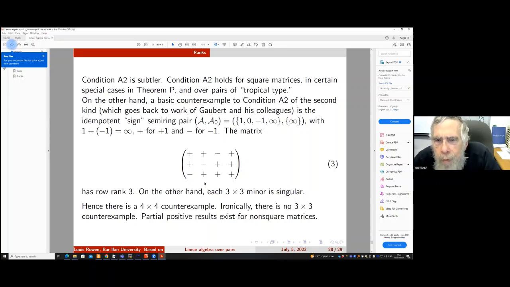So we have positive results for condition A2, but if they're like the supertropical algebra, you can generalize that slightly and then you get condition A2 holding.